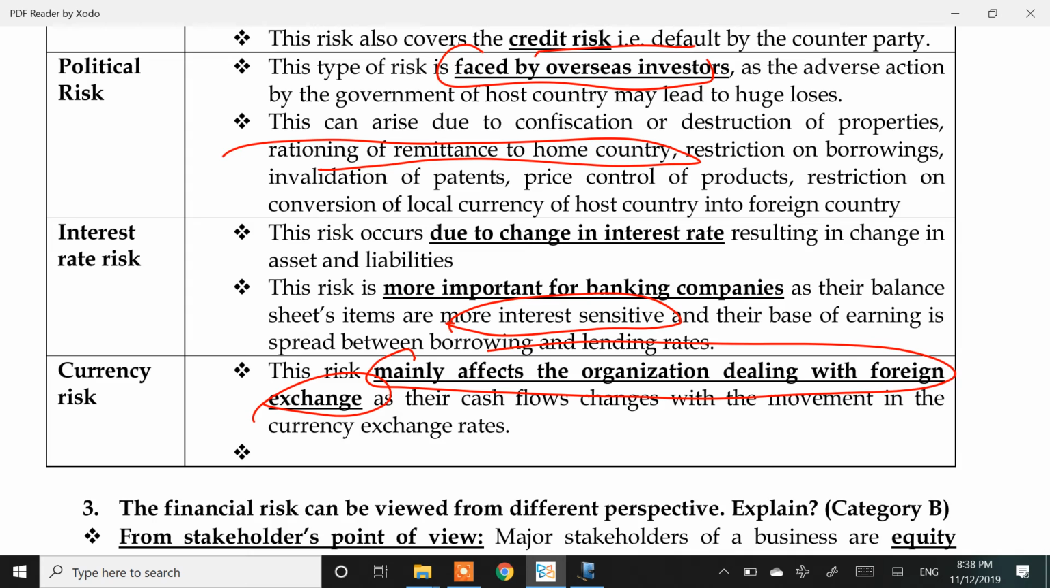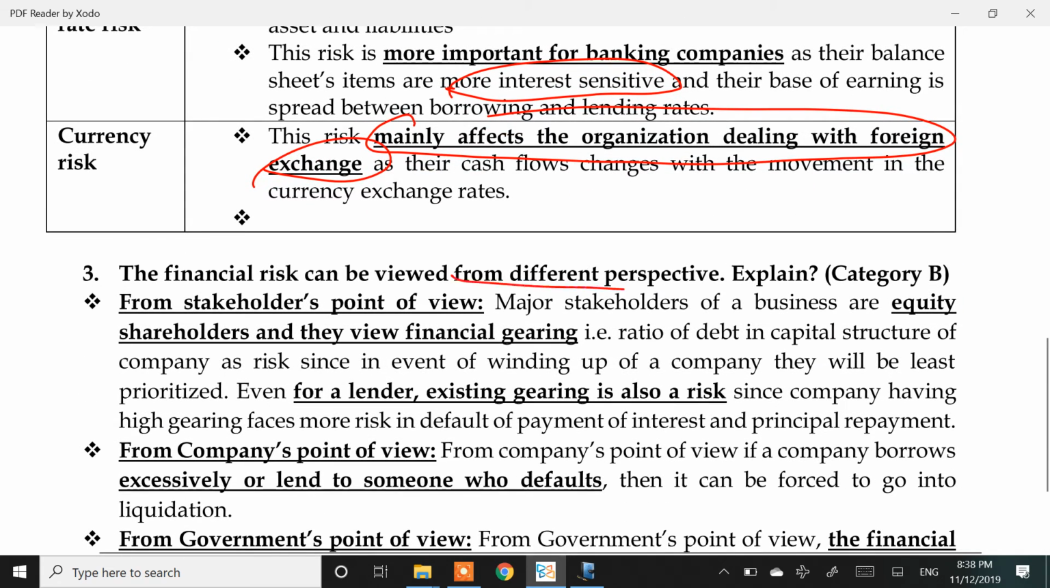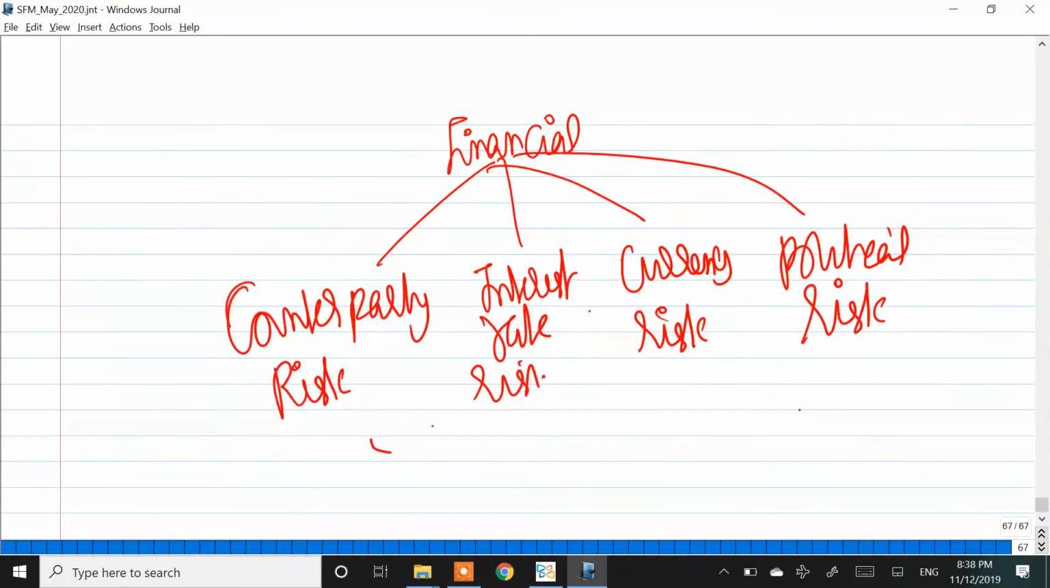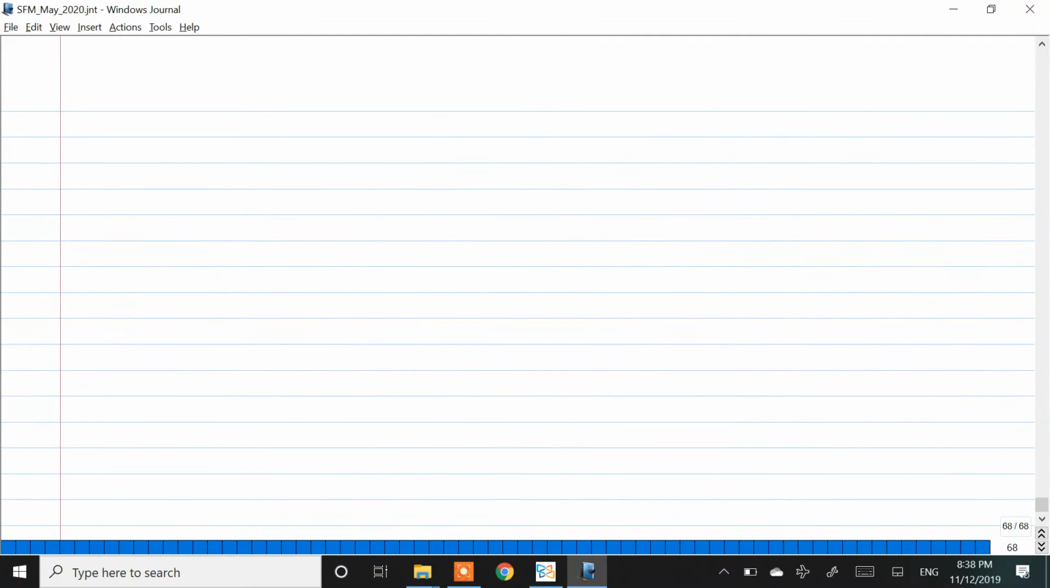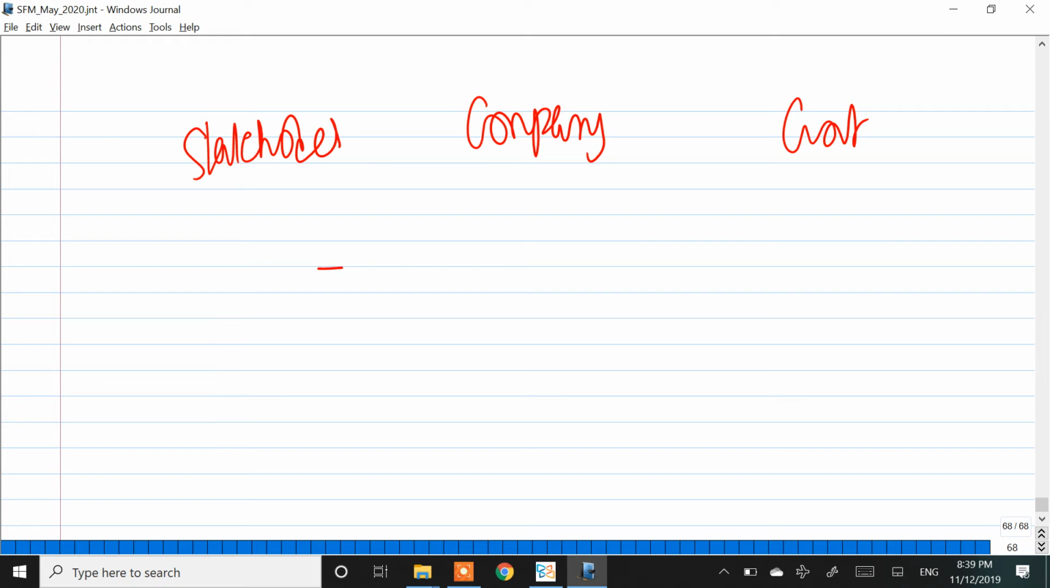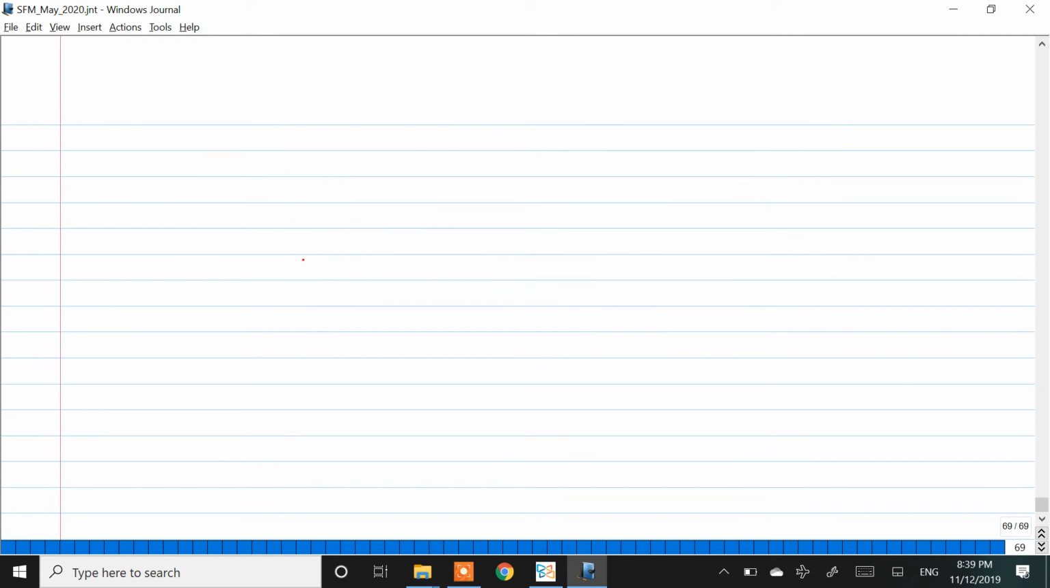Now the financial risk, they say, can be viewed from different perspectives. What are the different perspectives? There's a stakeholder point of view I can look at. I can also look at it from a company point of view. I can also look at it from a government point of view. So we have stakeholder, government, company.